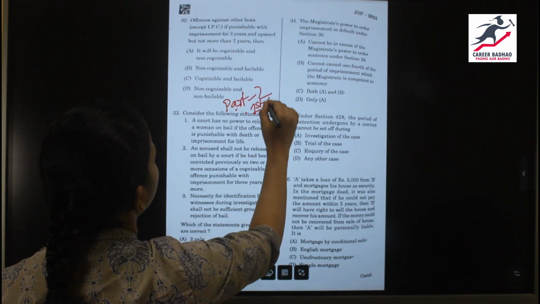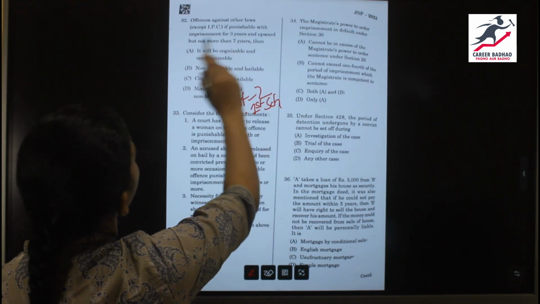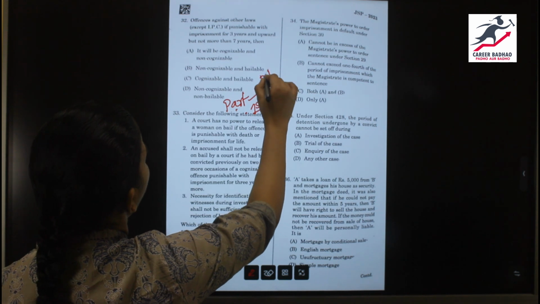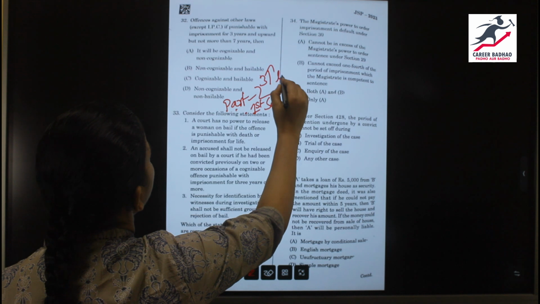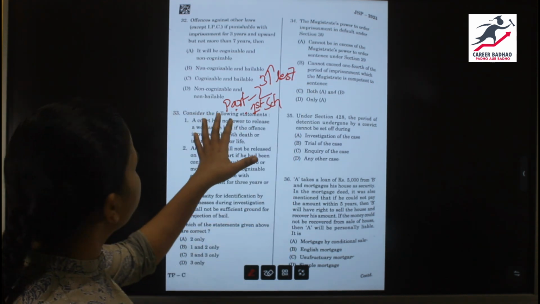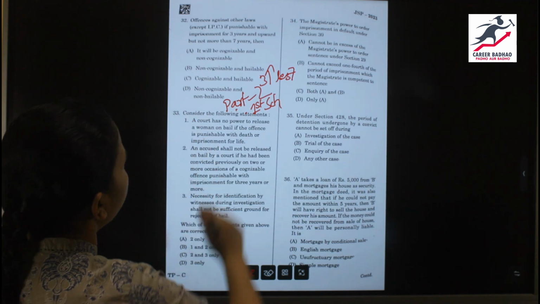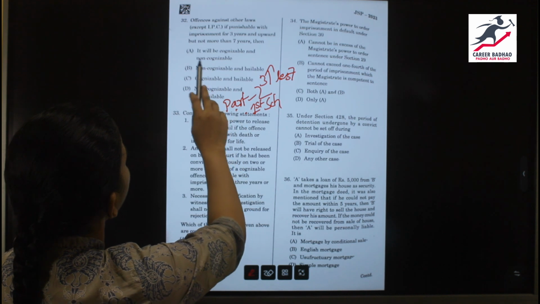Per schedule, there you can find that it is punishable with imprisonment for 3 years and upwards and less than 7 years. Less than 7 years. So there, if it is also a direct question, there you can find that it is cognizable and non-bailable. So let's see the options.